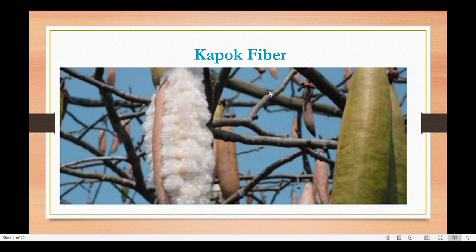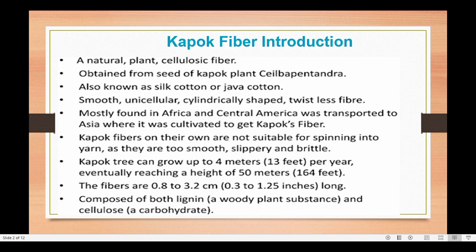Let's start with the introduction of kapok fiber. Kapok fiber is a natural plant cellulosic fiber obtained from the seeds of the kapok plant, also known as silk cotton or Java cotton. It's a smooth, unicellular, cylindrically shaped, twistless fiber, mostly found in Africa and Central America.